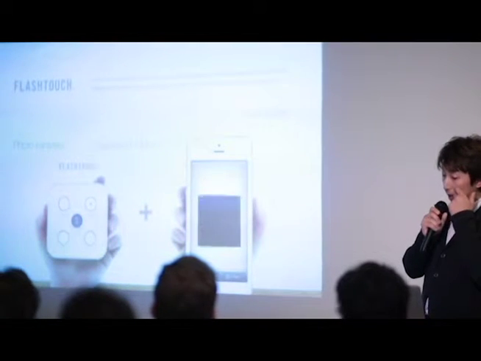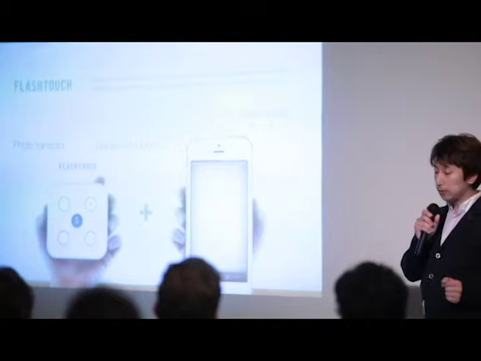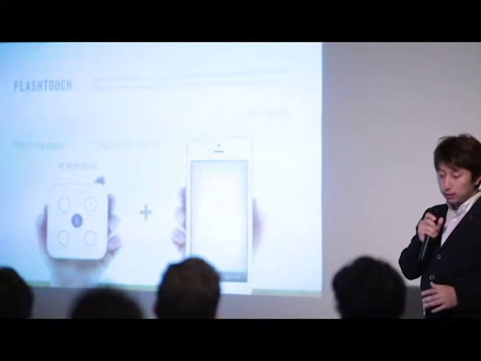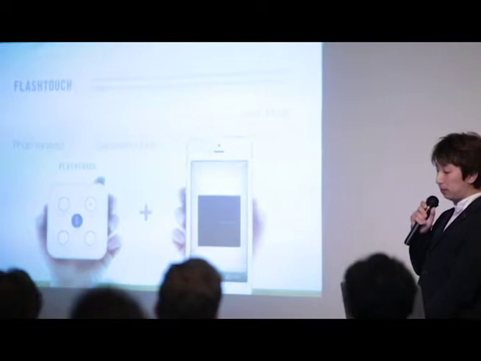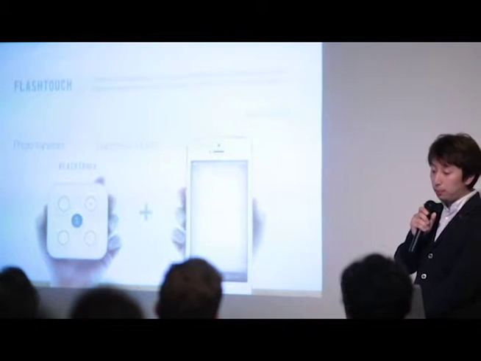Next, I will explain about the technology of Flashtouch. The phototransistor receives data as a visible color signal from the screen of the mobile device, and at the same time, the capacitive reverse passes the data to the mobile device display as the capacitive signal change.